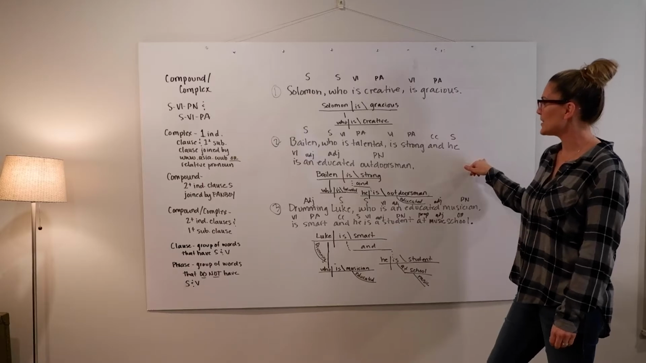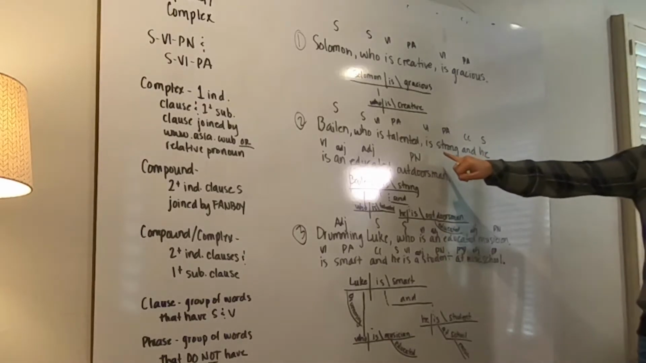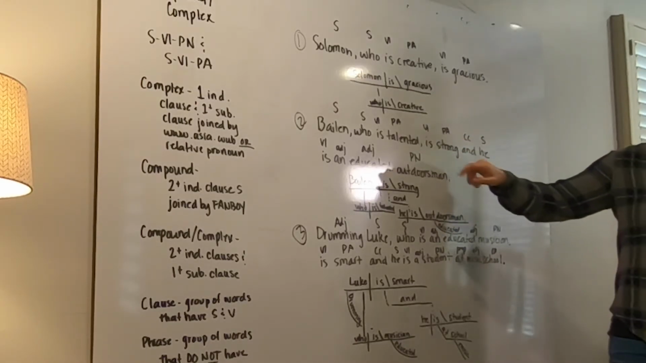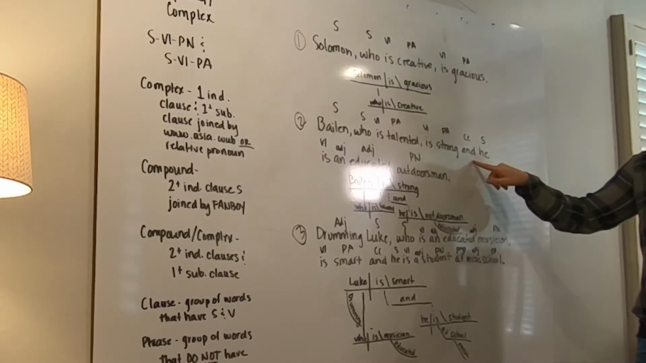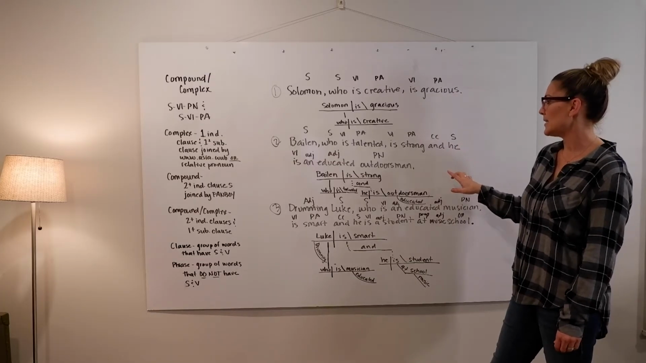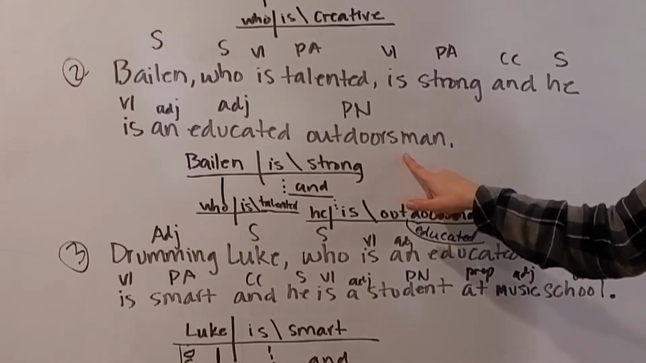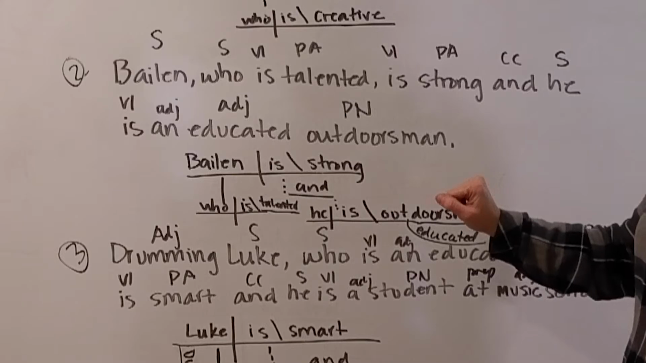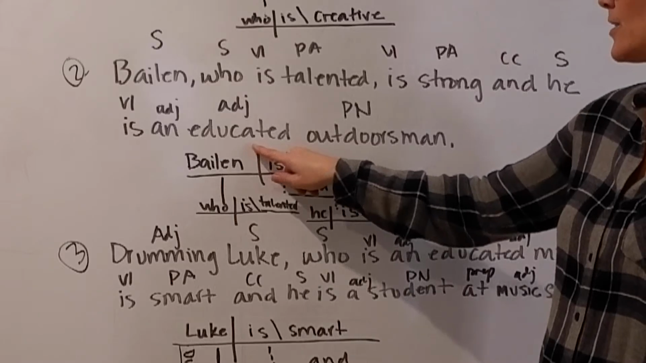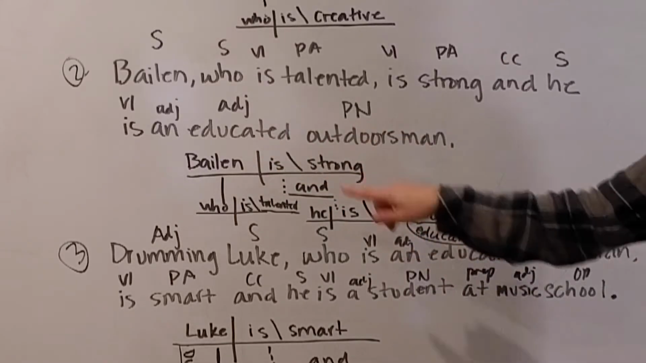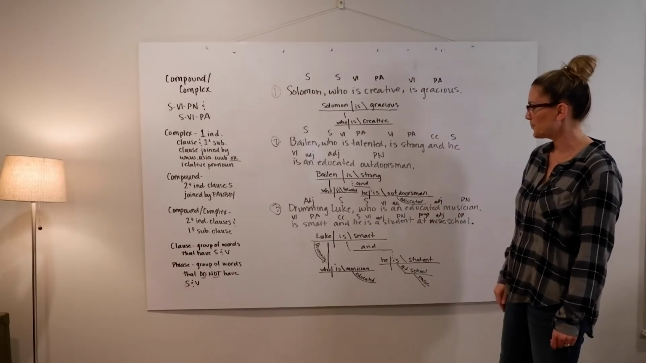Okay, the next one, Balin, who is talented, is strong, and he is an educated outdoorsman. Who or what is my sentence about? Balin. What's being said about Balin? He is strong, verb linking, predicate adjective. Who is talented? There's another subordinate clause, subject, verb linking, predicate adjective. Here's my coordinating conjunction, and he is an educated outdoorsman, subject, verb linking, and this is my predicate nominative, right? Outdoorsman is a person, place, thing, activity, or idea. And then I have 2 adjectives right here. Here's my past participle verb acting like an adjective. It's describing outdoorsman. So in my diagram here, that's going to go on a slanted line under outdoorsman. I kind of ran out of space there.